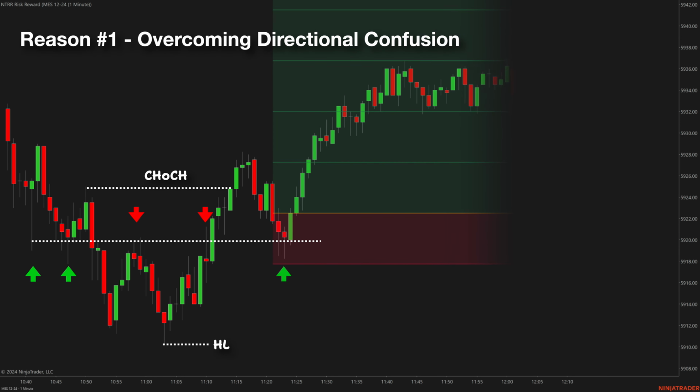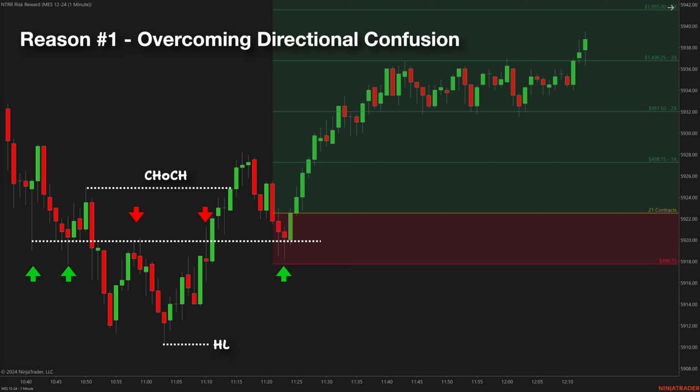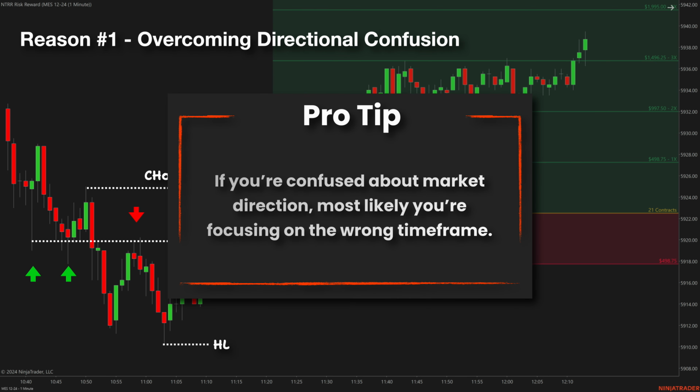This confirmation occurred with the formation of 2 hammer candles, indicating that buyers were stepping in. The subsequent green bullish candle provided all the confirmation we needed to enter the trade. This entry method is commonly referred to as the break and retest strategy. However, we'll cover that concept in more detail in another video. Remember, if you're feeling confused about market direction and notice constant breaks of key levels, you're likely too focused on the wrong time frame.